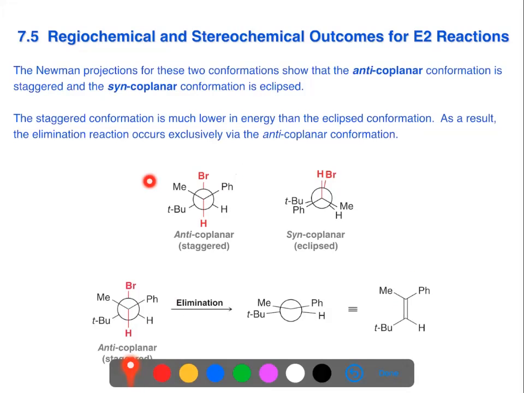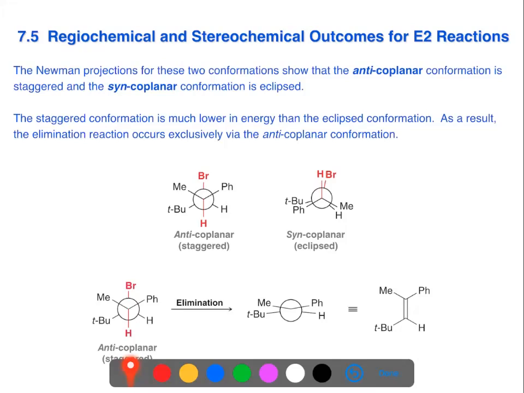Now here are the two Newman projections that would describe those two scenarios. If we have the carbon-hydrogen and carbon-bromine bonds 180 degrees away from one another, we refer to this as anti-coplanar. You'll recall that this is one of our staggered conformations. So we have the anti-coplanar situation where the bromine and the hydrogen are anti to one another. The other conformation leads to an eclipsed conformer, and we call this the syn-coplanar.